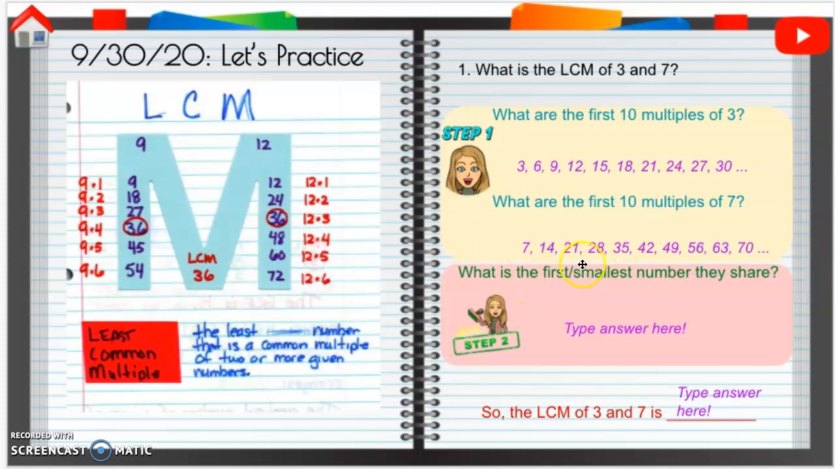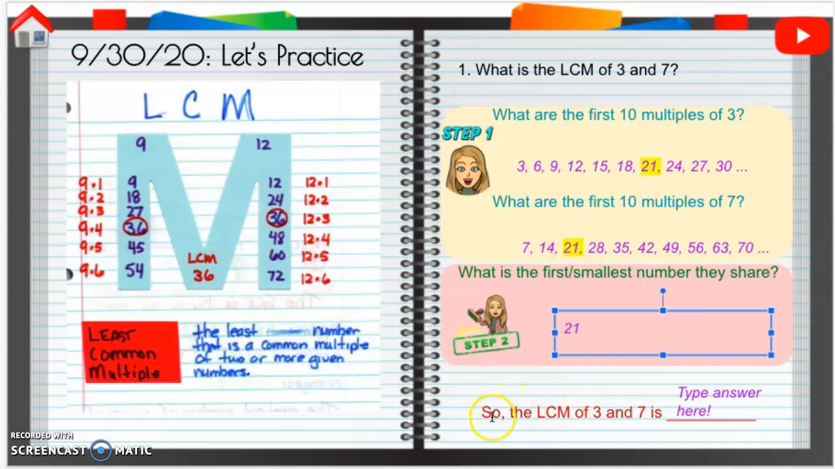Now, what is the first or the smallest number that they share? Do they share 3? No. How about a 6? No. 9, 12, 15, 18, 21, there it is, woohoo, we found it. So 21 is the first and the smallest number that they both share.